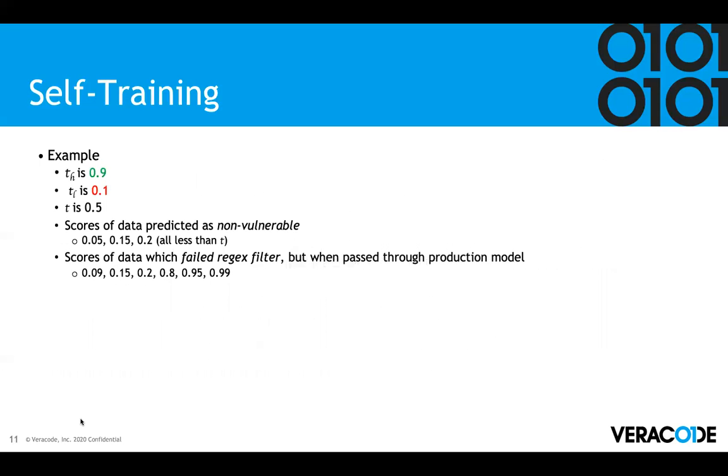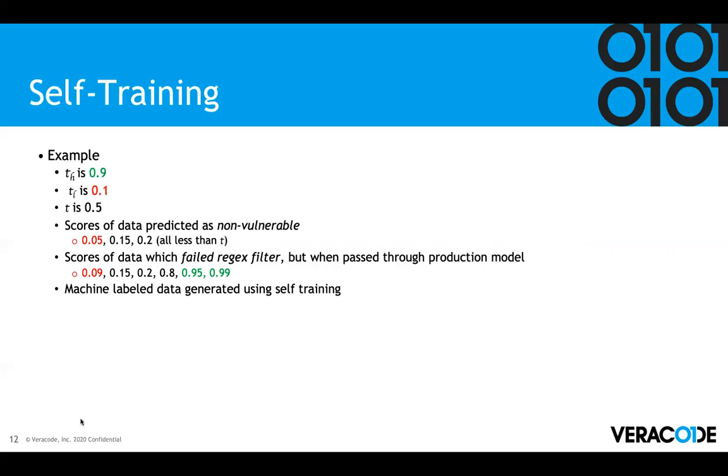So just to give you an example, let's say these are the values for TH and TL. And as I already told you, we have two types of data. One was data which actually went through the production machine learning pipeline and was predicted as non-vulnerable. And the second was what failed at the regular expression filtering stage. We take all that data and again pass it through the machine learning model which is used in production, and we get these scores. Based on the thresholds, we can extract some data.